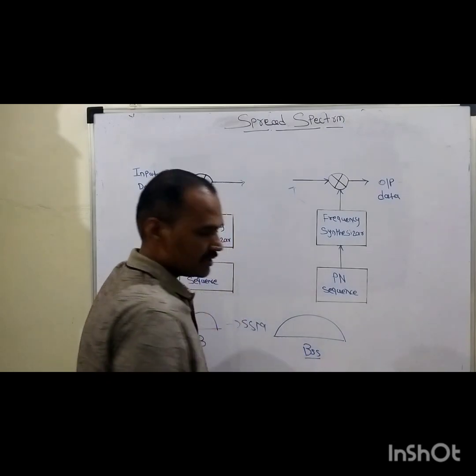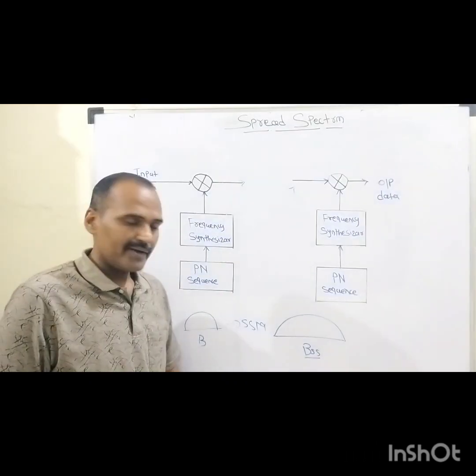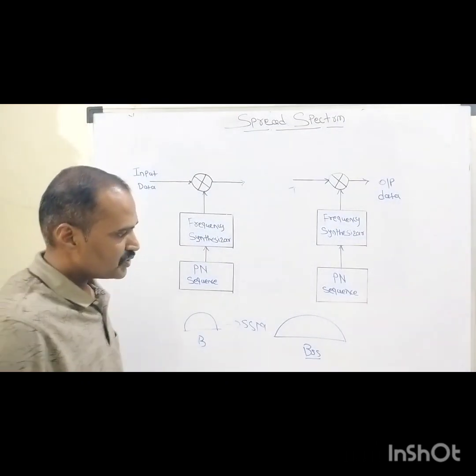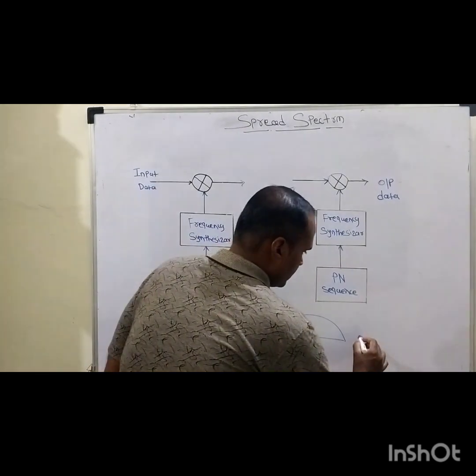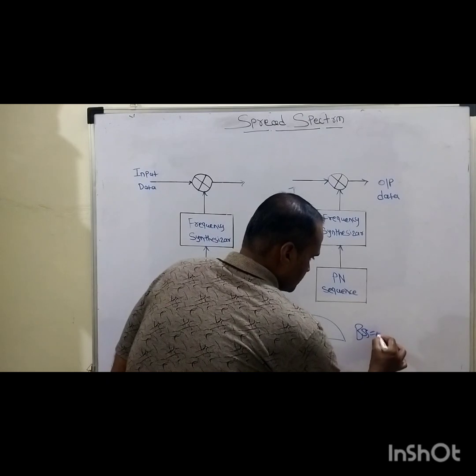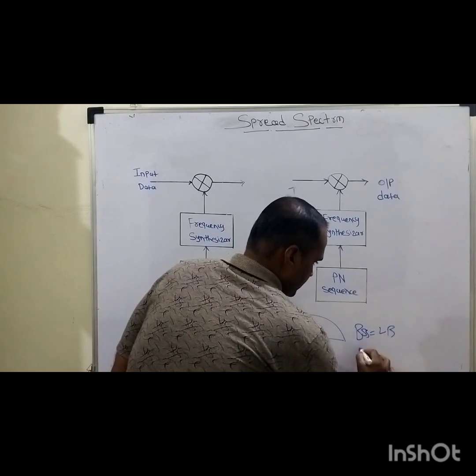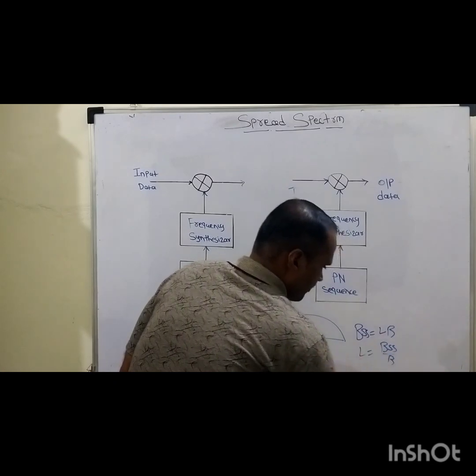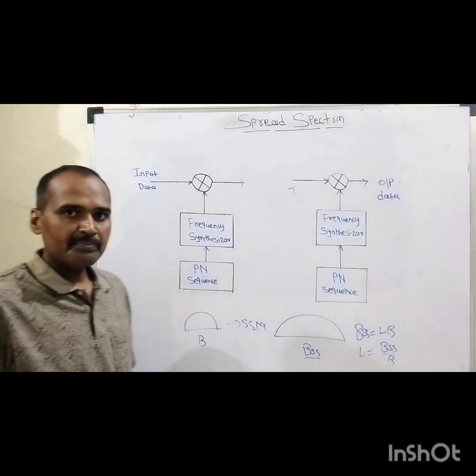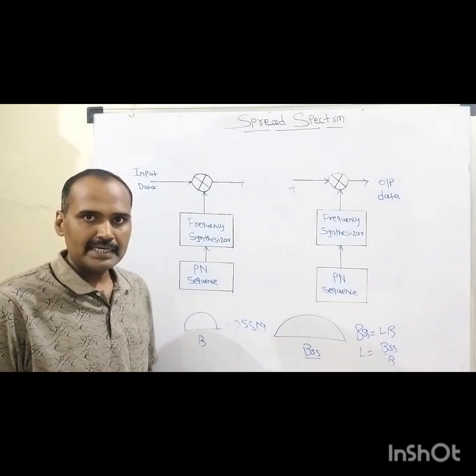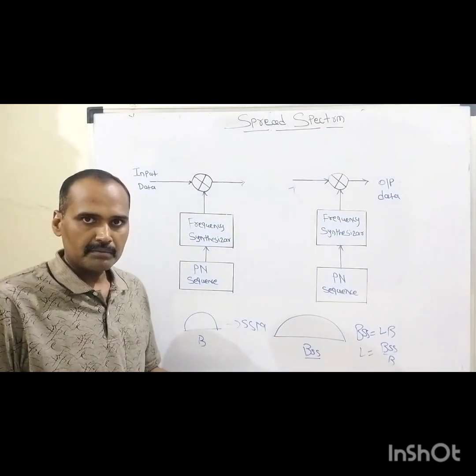Here BSS is the spread spectrum bandwidth of the transmitted signal, and according to the basic definition of the spreading sequence or PN sequence, BSS equals L times capital B. So L equals BSS upon B. In this way, the spread spectrum technique works in the case of analog systems as well as digital systems.